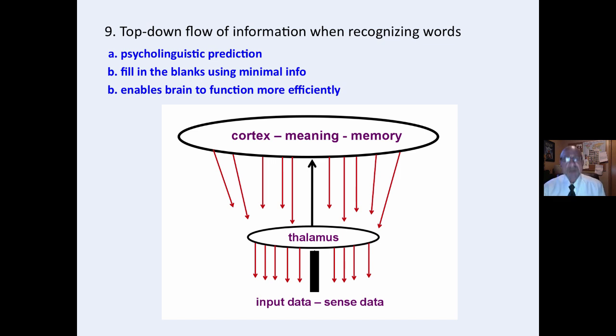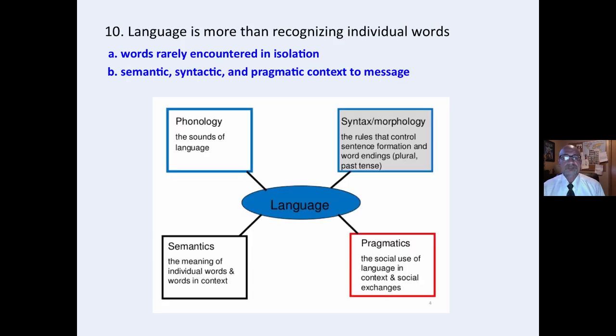There is a top-down flow of information when we encounter a word, meaning that as you're hearing me now, it's not simply bottom-up. You hear my word and it goes up to the context. There is 10 times more information flowing down. This is called a psycholinguistic prediction. We use minimal information and the brain fills in the blanks. This enables our brain to operate much more efficiently and effectively.